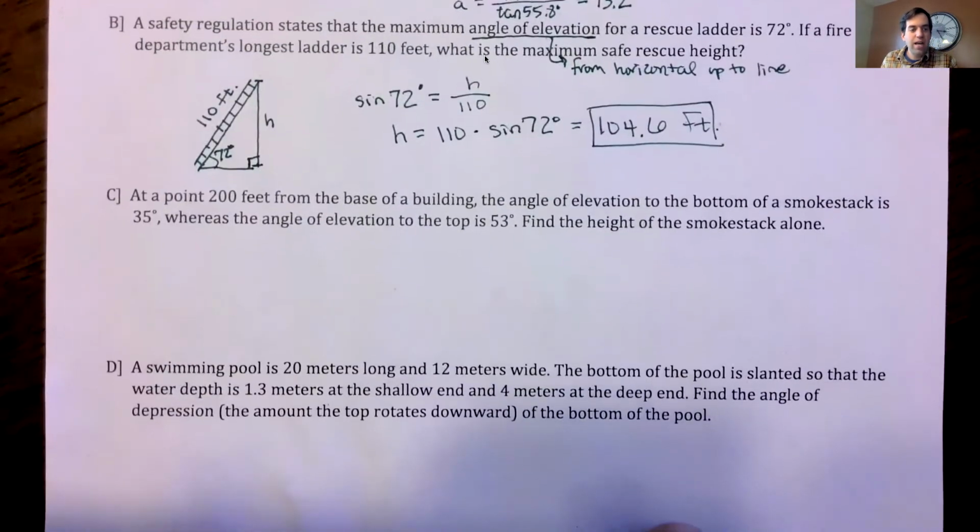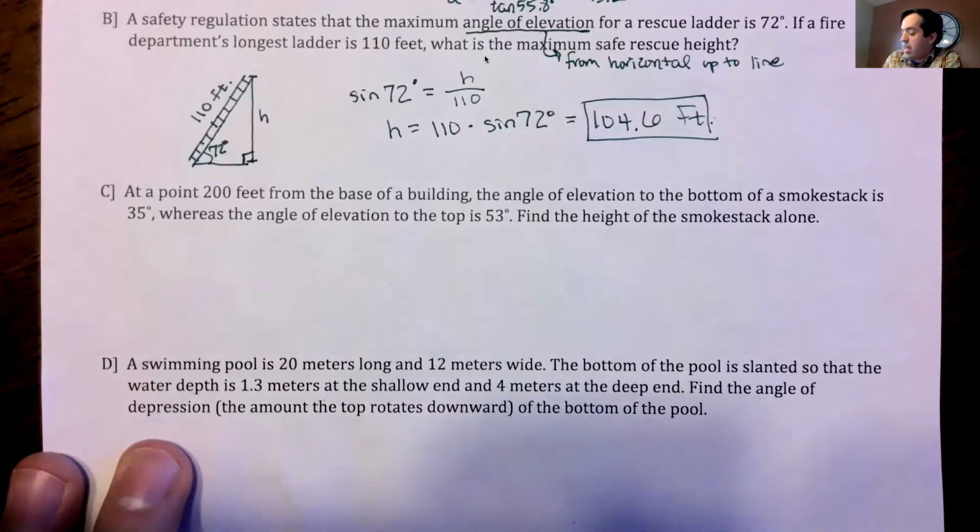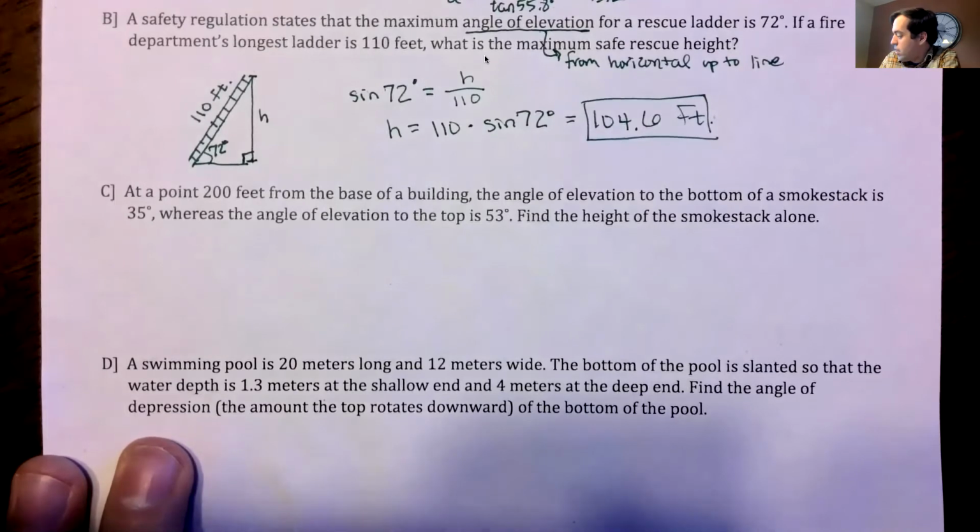Okay, let's keep going. At a point 200 feet from the base of a building, the angle of elevation, we know what that is, to the bottom of a smokestack is 35 degrees, whereas the angle of elevation to the top is 53 degrees. Find the height of the smokestack alone. So this question is a little bit complicated. See if you can tell already what this diagram should look like or what's really going on here.